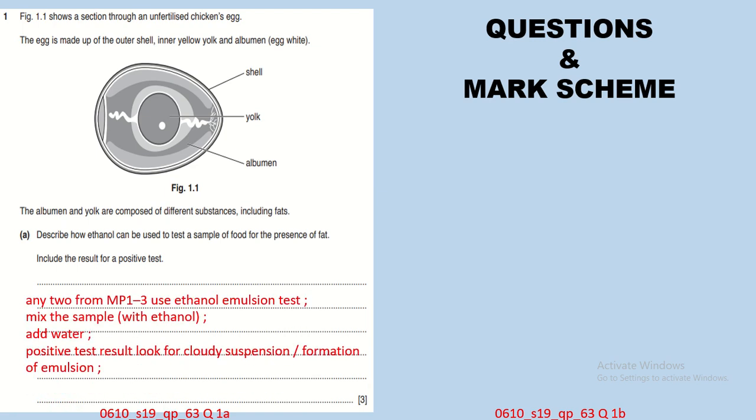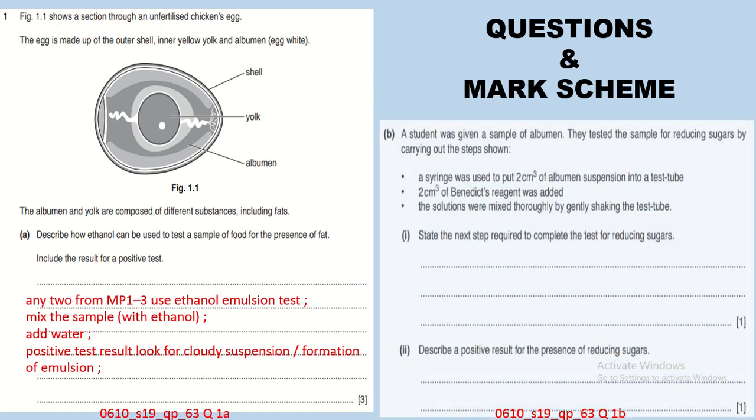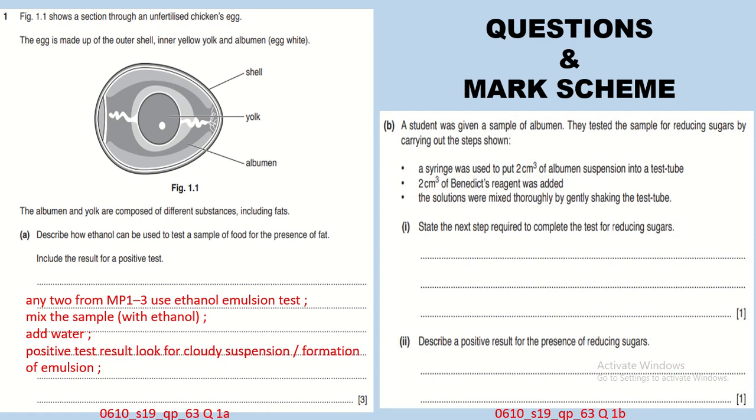So you name the test, which is the emulsion test. You talk about the mixing of the sample with ethanol, and then you talk about addition of water. Then finally, you talk about the expected color change. It has to form a cloudy suspension to show that fat is present. Any three of these will score your marks, but there are 4 mark points.